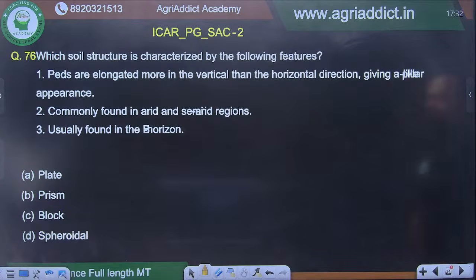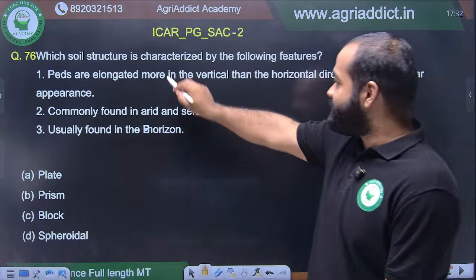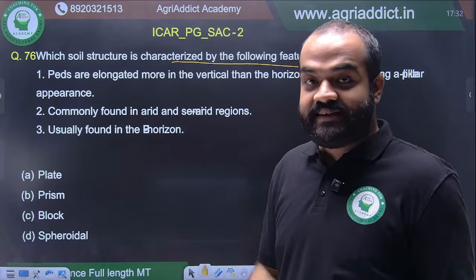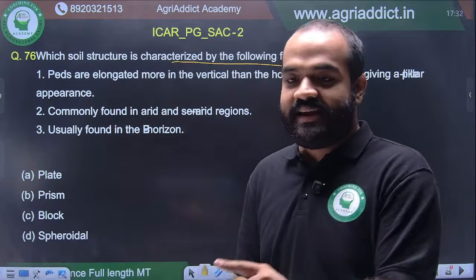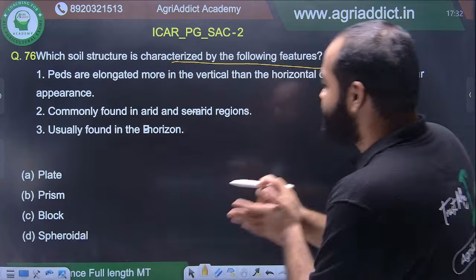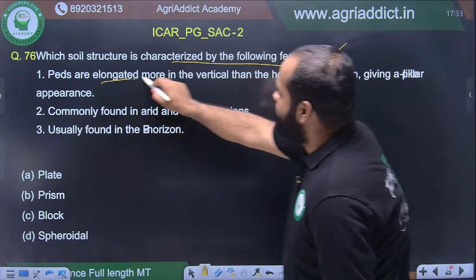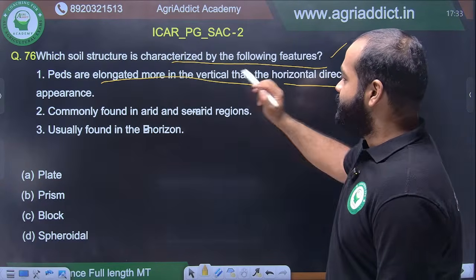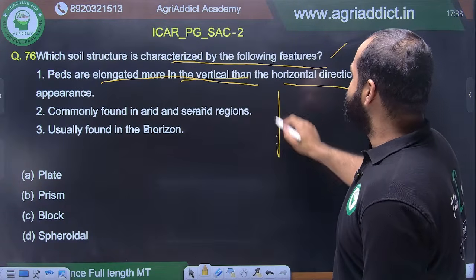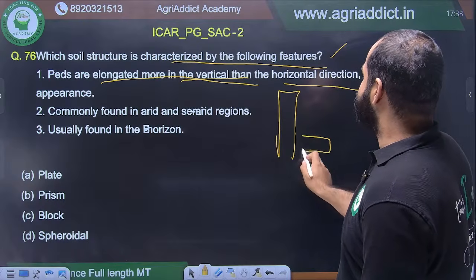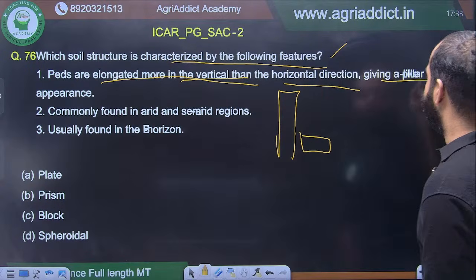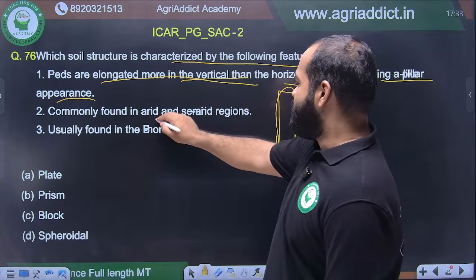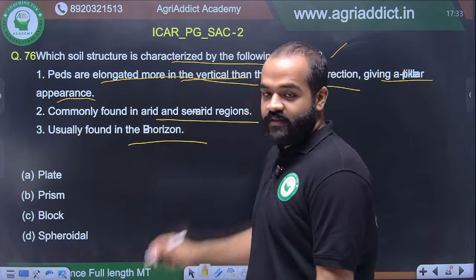Moving on, which soil structure is characterized by the following features? इजी क्वेश्चन है, लेकिन ऐसा क्वेश्चन आता है और ऐसे फॉर्मेट में ही आता है। दे विल नॉट आस्क यू डायरेक्टली, बट दे विल आस्क यू लाइक दिस, है ना? So peds are elongated more in the vertical than the horizontal. पहला ही बहुत बढ़िया क्लू है। Peds are elongated more in the vertical, less in the horizontal, giving a pillar-like appearance. Commonly found in arid and semi-arid regions, usually found in the B horizon.